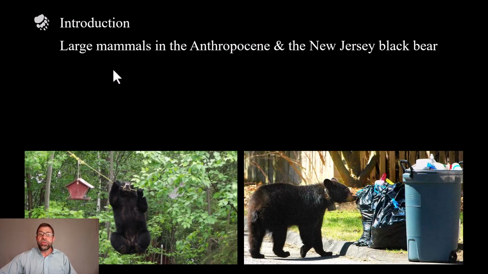All right, so this case study is composed of 5 parts. Initially, I'll deliver just a brief introduction on the age of the Anthropocene, because we've touched on it in former lectures. Specifically, we're going to be thinking about the plight of large mammals in the Anthropocene, and the New Jersey black bear specifically as a large mammalian carnivore that represents a winner in the Anthropocene.